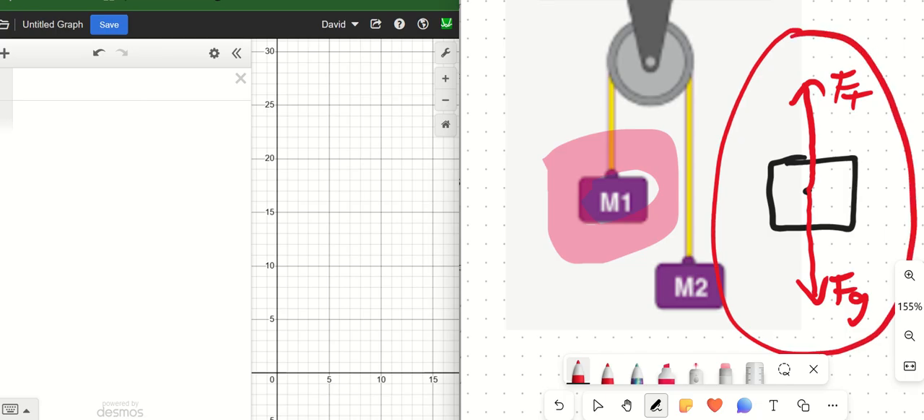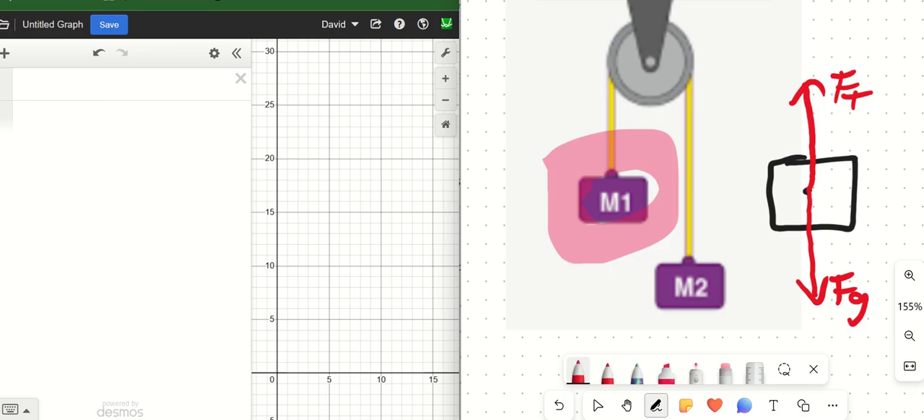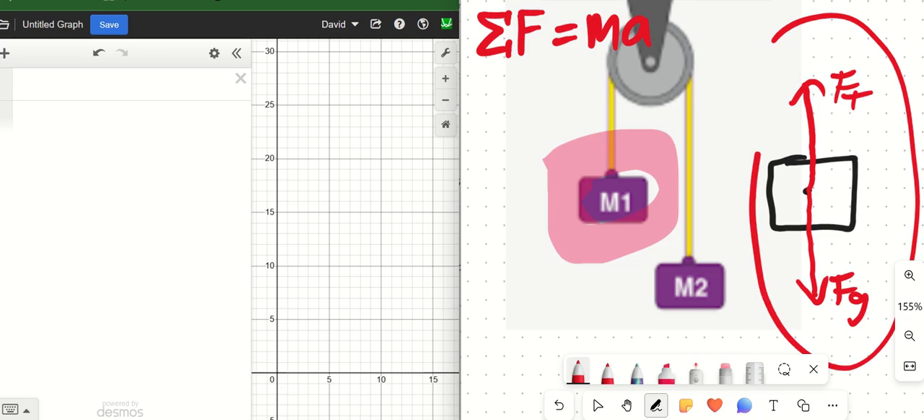Now the reason we do the free body diagrams is because we are going to plug it into Newton's second law, which is the sum of our forces is equal to our mass times our acceleration. Everything you see in your free body diagram is only going on this part of your equation.